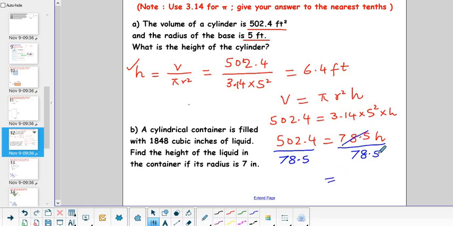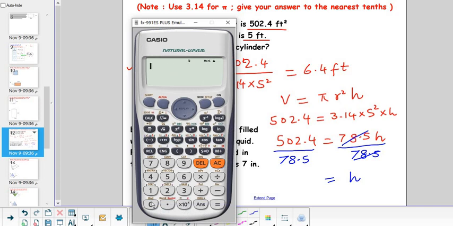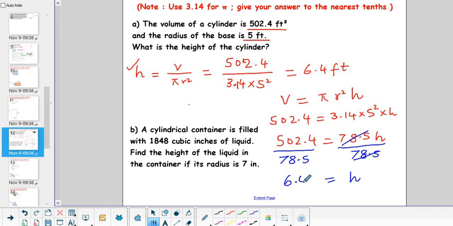So this 78.5 and this 78.5 will cancel each other. So h equals, let's check, is it giving us the same answer? It will be 502.4 divided by 78.5 and it is giving us the same answer, 6.4 feet. So these are the two ways to get the value of the height from any question when the volume is given. So I want you to pause the video here and solve this example number 2 on your own and then play the video to check your answers.